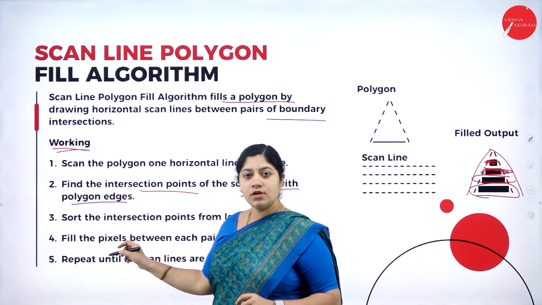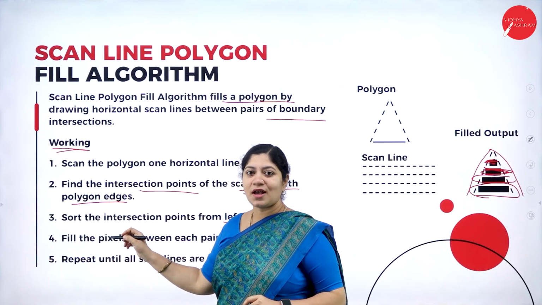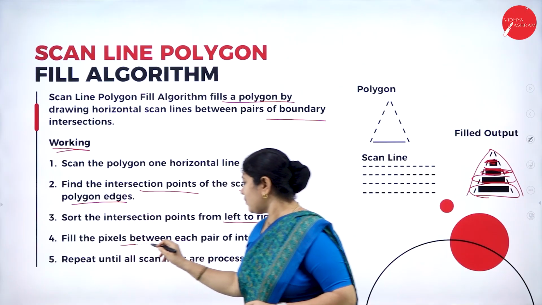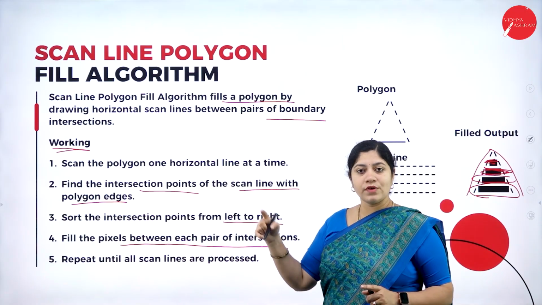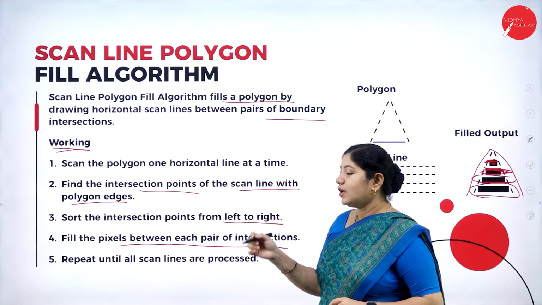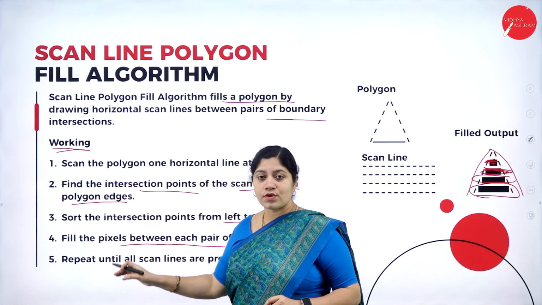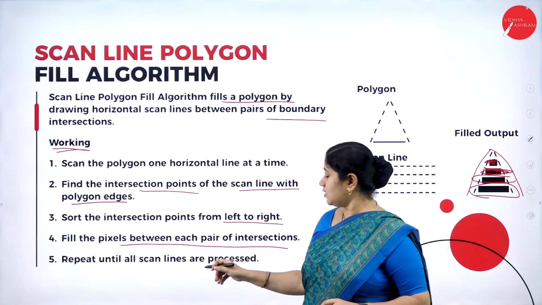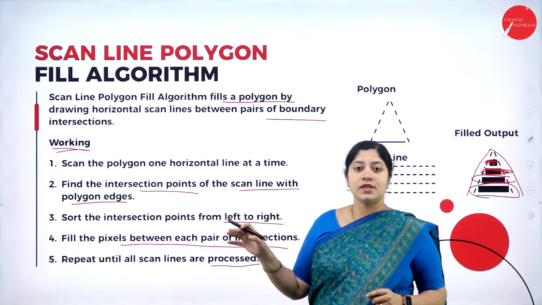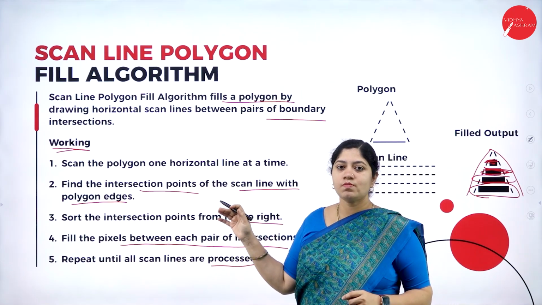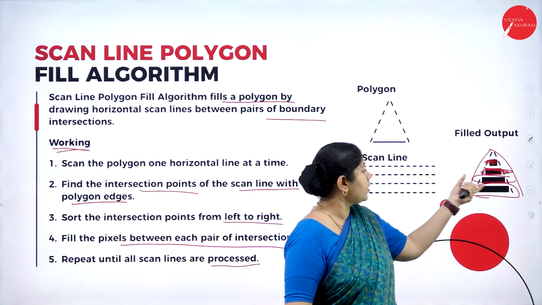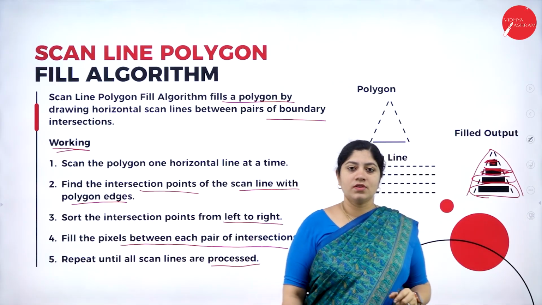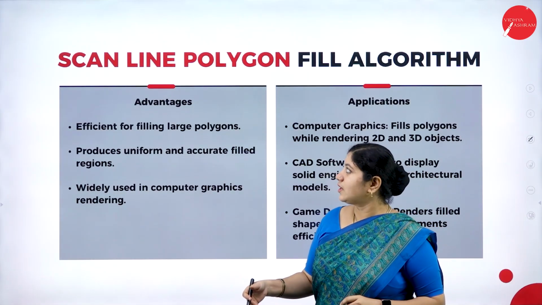Next, it starts with the filling. So fill the pixels between each pair of intersections. Finally, we need to repeat until all the scan lines are processed in the same way. So this is our very simple scan line polygon fill algorithm. Let's move on to the next one.